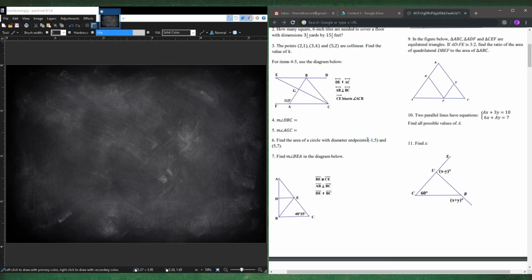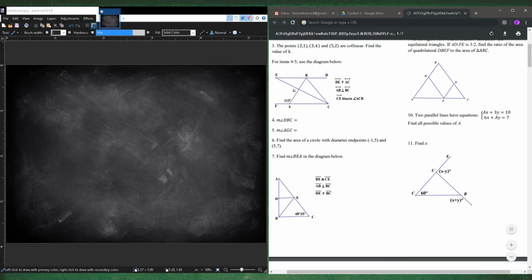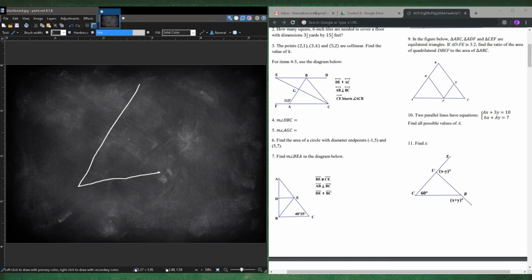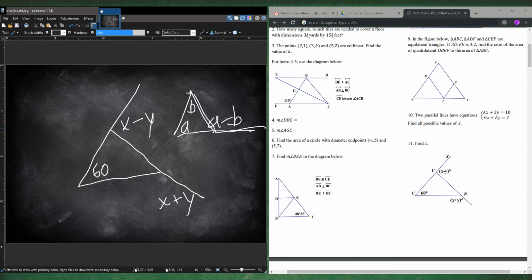Number 11, find x. Okay, so this is 60 degrees, this is a line, and this makes this line here. And they say x minus y and x plus y. So let's draw this out again: 60 degrees, x minus y, and x plus y. The general rule for these angles, I'll just make another diagram, something like this. You have angle A and this angle B. Then this angle right here is A plus B. That's a general idea because it makes sense, right?